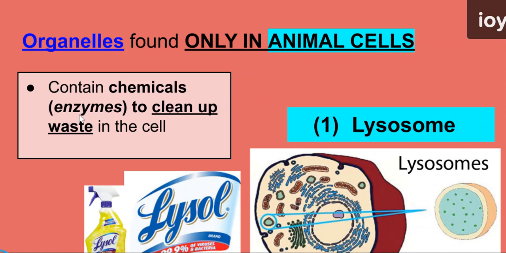There's one organelle that is only found in animal cells. This is the lysosome. If you see lys at the beginning, it might make you think of Lysol. The lysosome is a sac of enzymes whose responsibility it is to clean up the cell, kind of like how Lysol is used for cleaning.